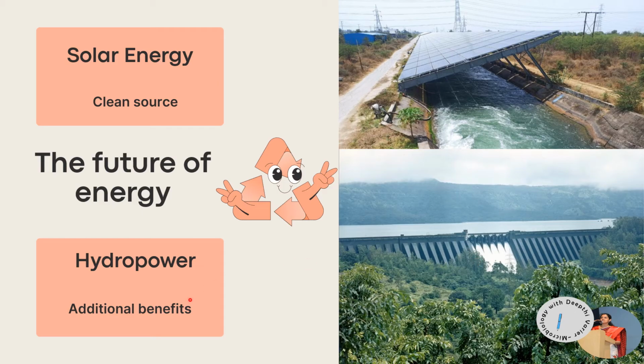But apart from that, it has a lot of additional benefits, because when you have a reservoir like this for generation of hydropower, that reservoir can also be used for irrigation support. It can be used for supplying drinking water. Not just that, the building of a dam and this kind of structure does help in controlling floods as well. So hydropower is again something that is being used in our country very commonly.